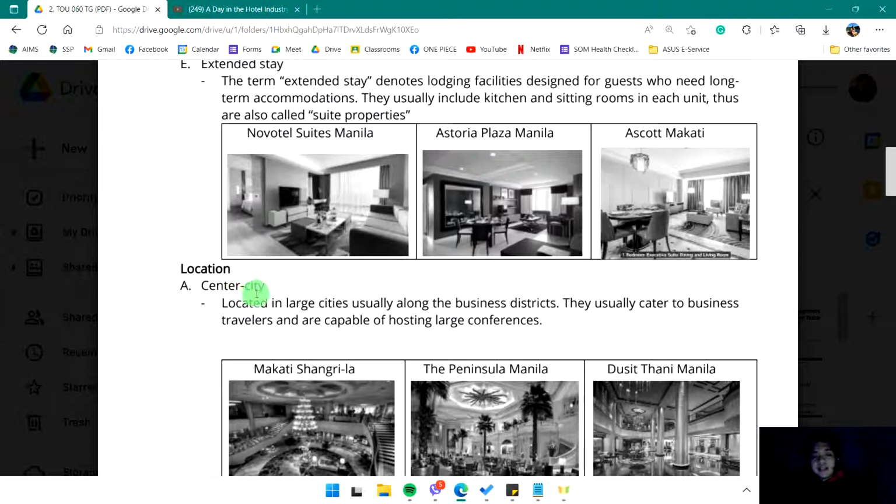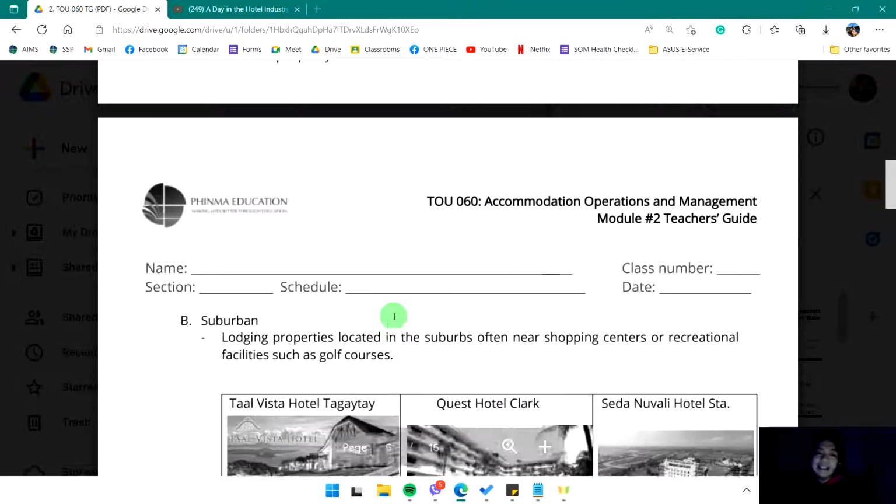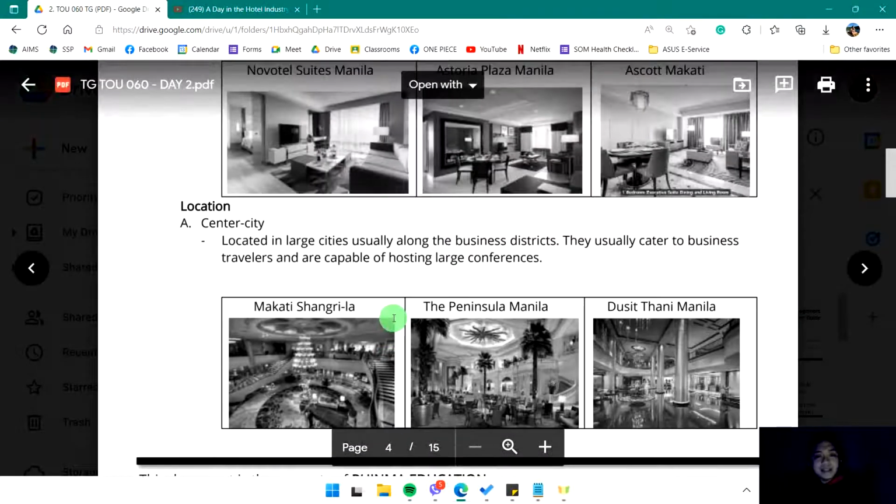So we have here Center City Hotels. Ito yung mga nasa business district o yung mga nasa gitna ng hustle and bustle ng metro. Very usually found in very busy cities such as Makati or in BGC Taguig or somewhere in Manila. Pero usually Makati talaga makikita, and also in Pasig. Marami ding hotels doon sa business district nila. So yun po ang center city.